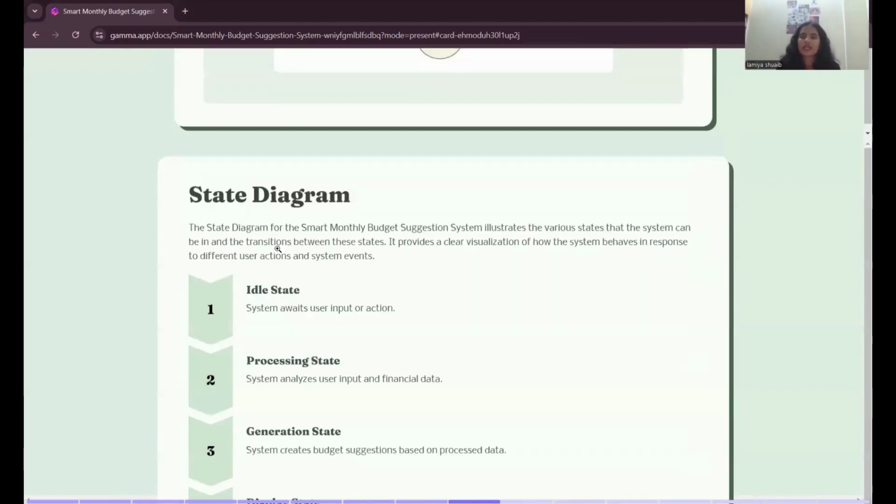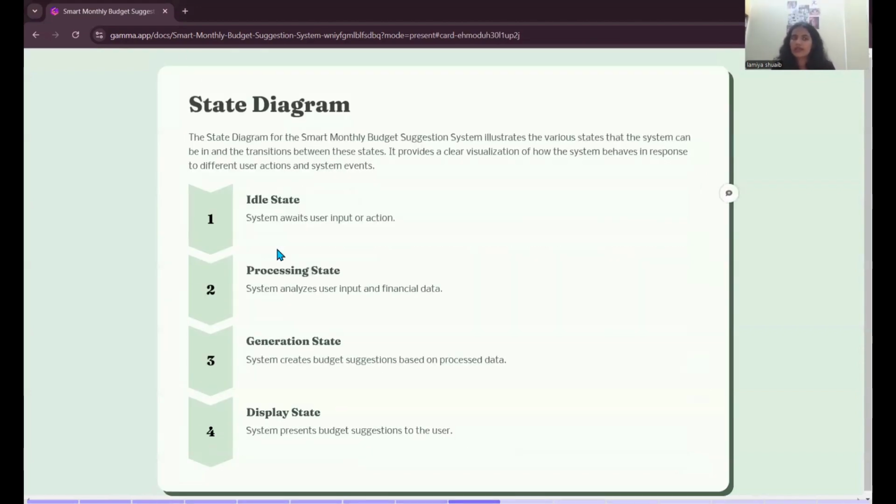So moving on to the next, we have the state diagram. Now, the state diagram for the smart monthly budget system illustrates various states, how one state moves on to the next state, and how the transition takes place. So it provides a clear visualization of how the system behaves in response to different user actions and system events. So we have the idle state, processing state, generating state, and display state.